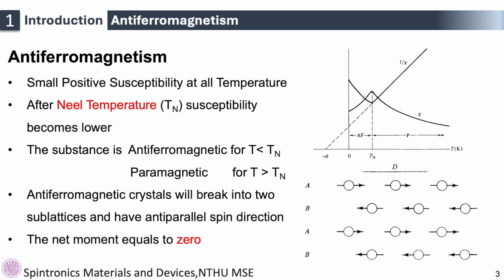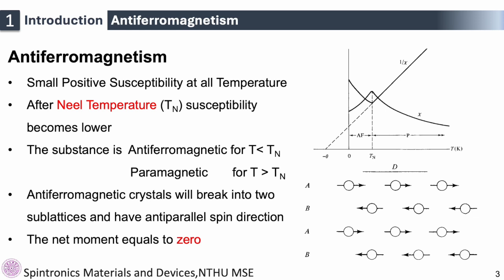Okay, as a start, we will introduce basic antiferromagnetism. Antiferromagnet substances have a small positive susceptibility at all temperatures, but their susceptibilities vary with temperature. As the temperature increases, susceptibility increases but goes through a maximum at a critical temperature called the Néel temperature. The substance is paramagnetic above the Néel temperature and antiferromagnetic below it.